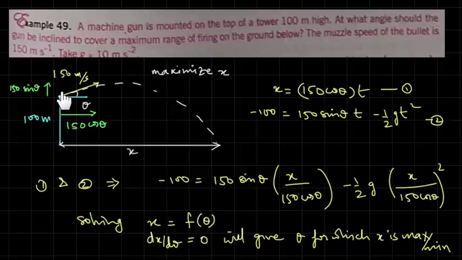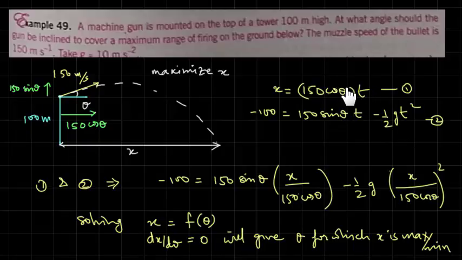For vertical motion, the time period will be the same for it to fall down. So from the equation of motion, again we can write s equal to ut plus half at square. S displacement is in this direction and we are taking upwards as positive. So it will be minus 100 is equal to 150 sin theta into t. Acceleration is again in negative, so minus half g t square.